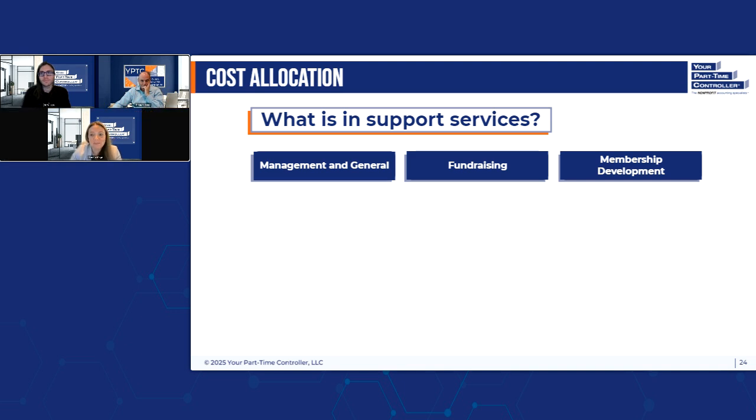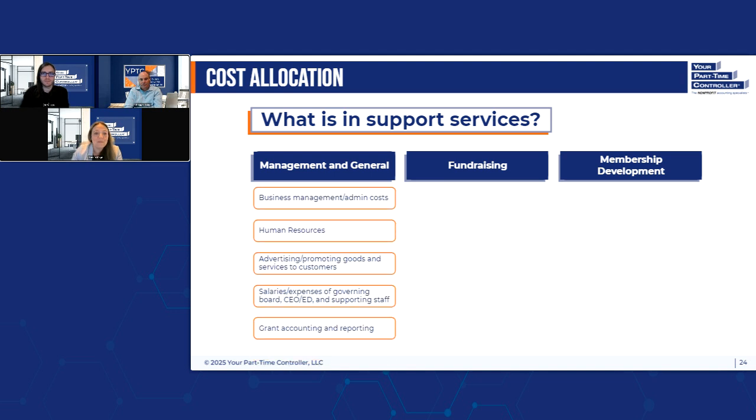Support services, right? We talked about program allocations, we talked about direct versus indirect. So what is support service? And Greg did a really good job teeing me up during the panel, so thanks for that, Greg. So management in general, what does that mean? Well, management in general are costs related to the administration of all the functions, and they're reported as management in general activities because they represent a supporting activity of the organization.